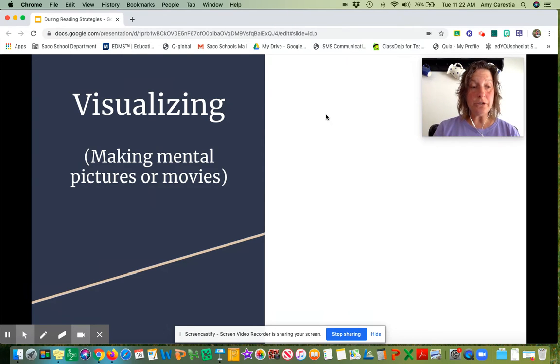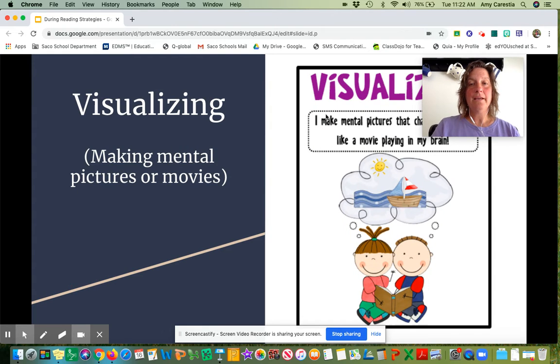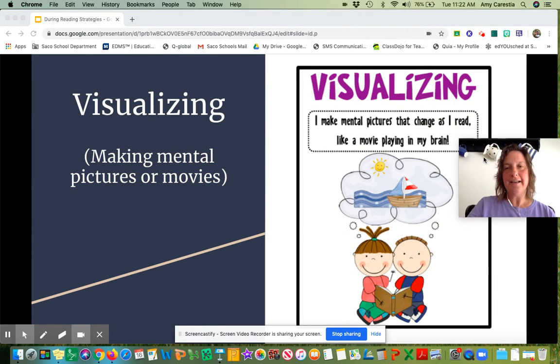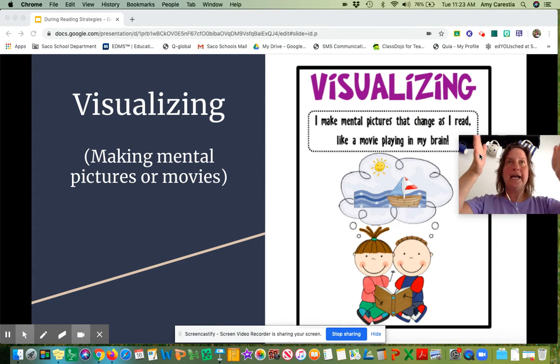This really helps you to sequence the events of a story. It also brings to light what your prior knowledge is of a topic and helps you to make connections. So some of these are just cute little pictures. Basically, I make mental pictures that change as I read, like a movie playing in my brain. So all you movie critics out there, think about it. It doesn't just stay one picture the entire time. It moves and changes with setting and characters and plot. So this is actually the first during reading strategy that we're going to focus on after.